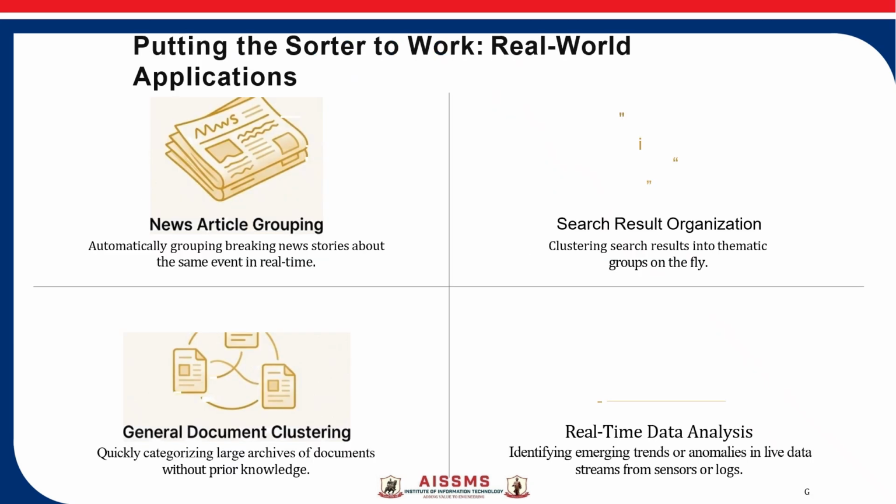Now we will see some real world applications of this algorithm. It is used for news article grouping, where breaking news stories about the same event must be grouped in real time. It powers search result organization, categorizing hits into thematic groups on the fly. It is also vital for general document clustering of large archives and real-time data analysis, such as identifying emerging trends or anomalies in live sensor logs.